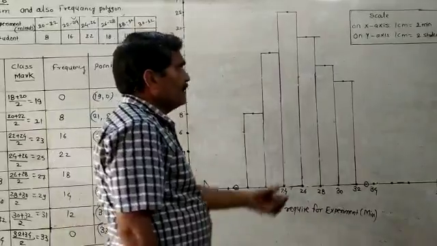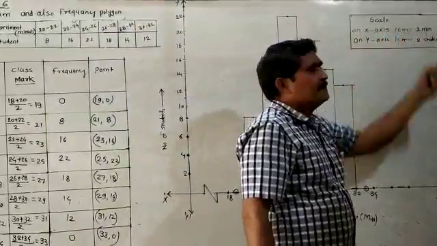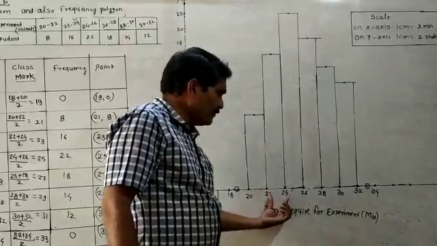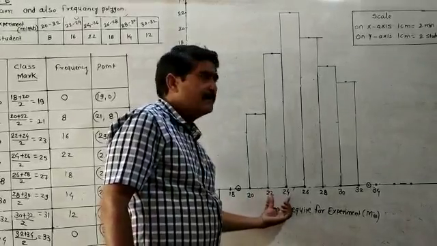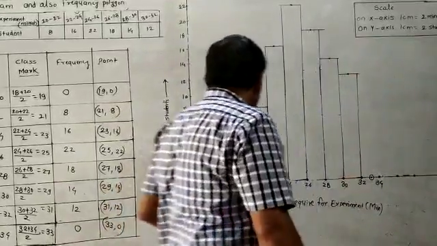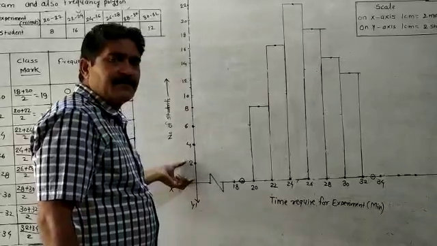So I will take the scale on the x-axis. 1 centimeter is equal to 2 minutes. So 20 to 22, 2 minutes. 22 to 24, the difference between this is 2 minutes. And on the y-axis, 1 centimeter is equal to 2 students.